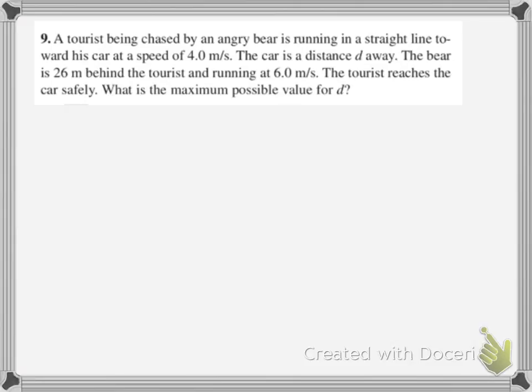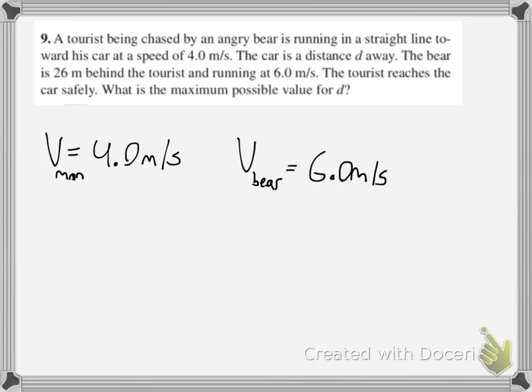Okay, so this problem says a tourist being chased by an angry bear is running in a straight line towards the car at a speed of 4 meters per second. The car is a distance d away. The bear is 26 meters behind the tourist and running at 6 meters per second. The tourist reaches the car safely. What is the maximum possible value for d, or distance? Okay, so we have 4 meters per second for the man, and they give us a velocity of 6 meters per second for the bear.